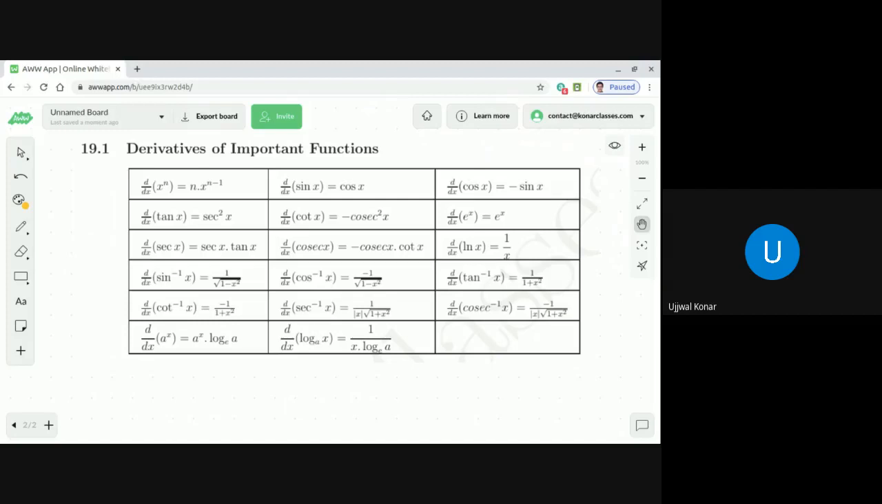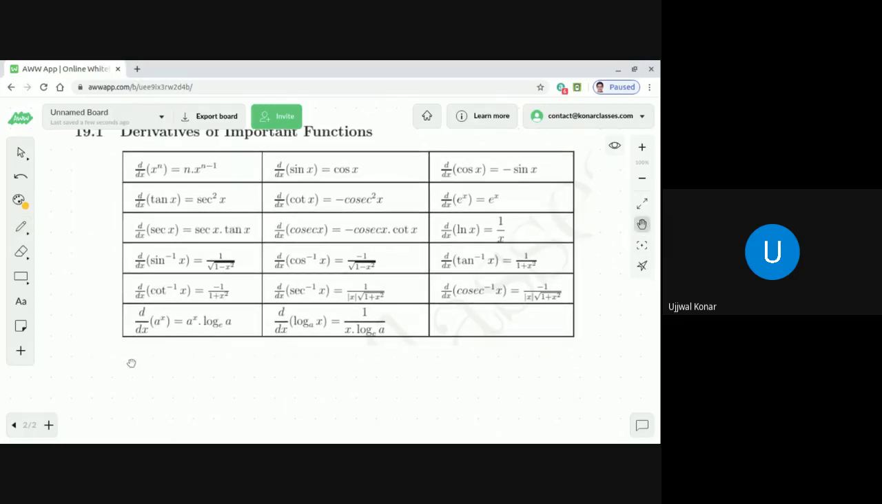So what is that? Here it says that d/dx of x^n is equal to n into x^(n-1). Let's look into it one by one. Fine, dear students? So what does it mean? Let me give a practical example. Suppose d/dx of x^3 is equal to 3 into x^2. Got it? Now you can ask, sir, how did you get it?